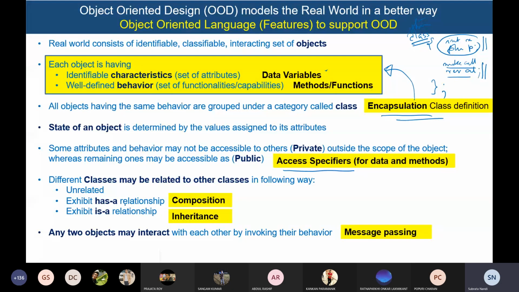And the has-a relationship is modeled by composition, and the is-a relationship is modeled by inheritance. Okay, each of them we will detail in our future discussion, and we'll see the syntax. And this is called message passing. So these are the terminologies that I use.